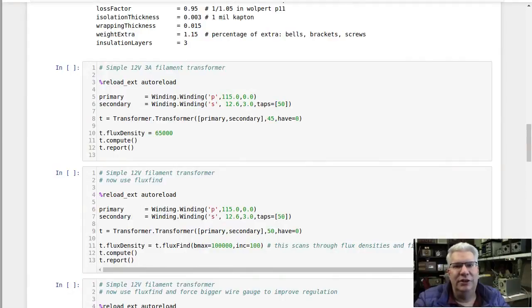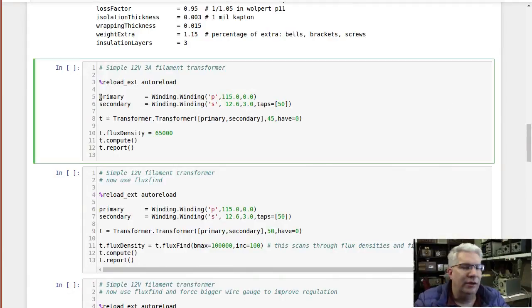Okay, I'm back. Let's look at some examples here. The first one is a very simple example. This is the Python code that you're going to end up typing in. You define your primary and your secondary windings. You can have an array of those. You can have as many secondaries as you want. And we'll show a more complete example for a Fender Deluxe down below here. But this is a simple transformer.